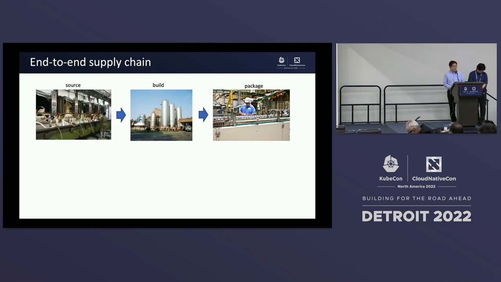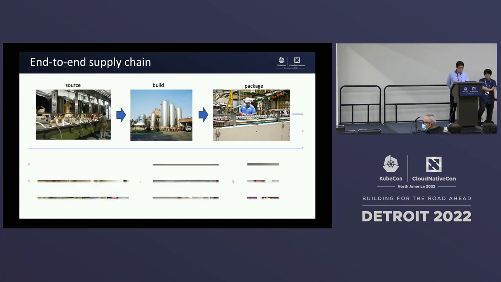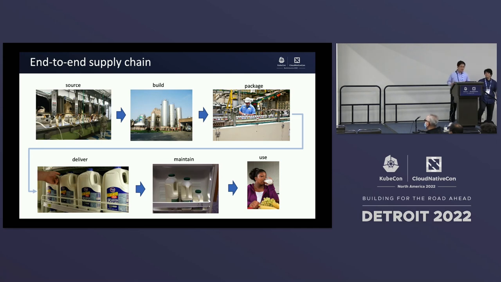Okay, so the first software supply chain is a product, so protecting the product from the source and its build at the factory and go to its package, then become the product. But from the end user perspective, we need more protection. Like it should be securely delivered, and it should be securely maintained, and it should be protected at the time of use. So the whole end to end is the scope of the protection from the user perspective.